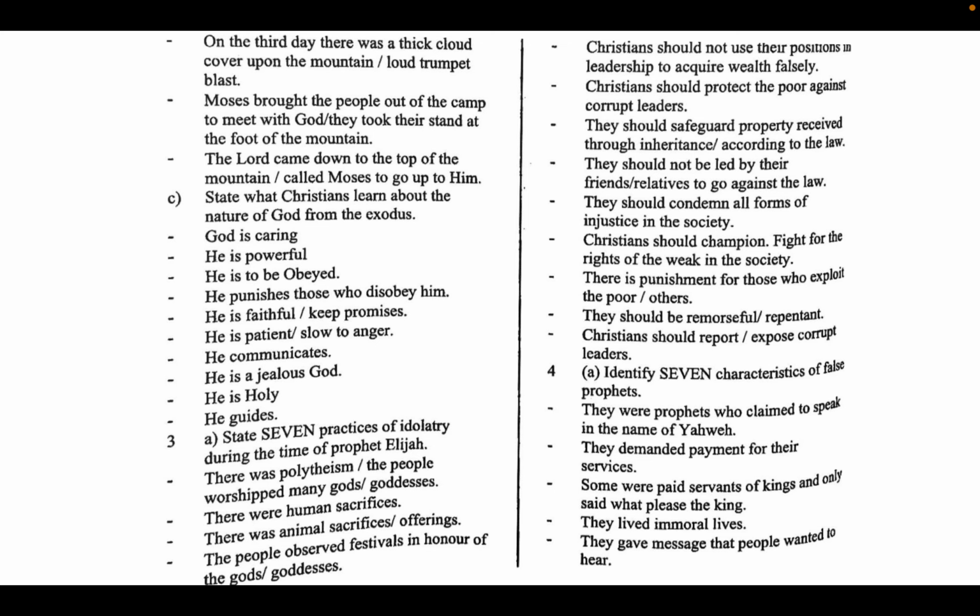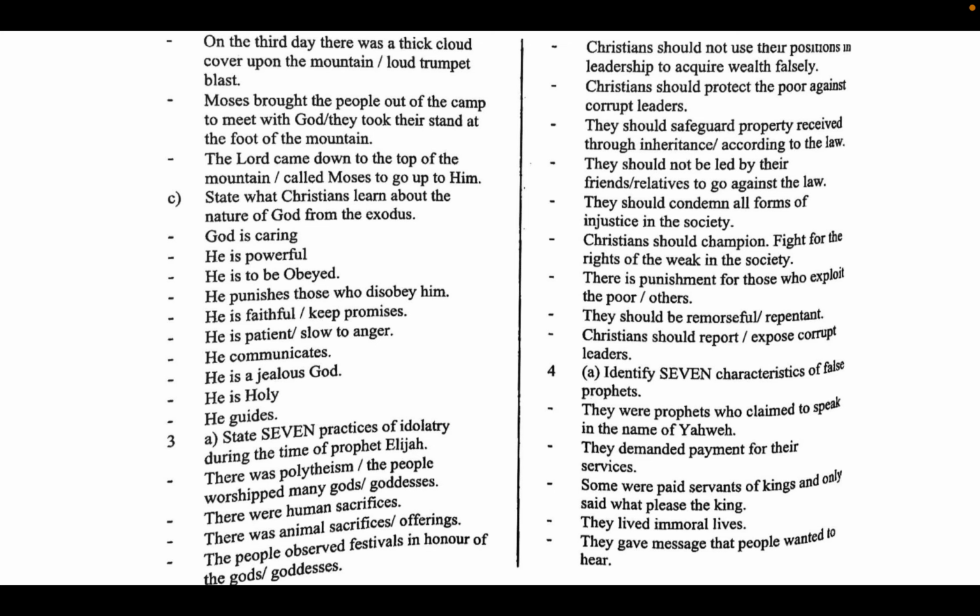C. State what Christians learn about the nature of God from the Exodus. God is caring. God is powerful. He is to be obeyed. He punishes those who disobey him. He keeps his promises. He is patient. He communicates. He is a jealous God. He is holy. He guides.